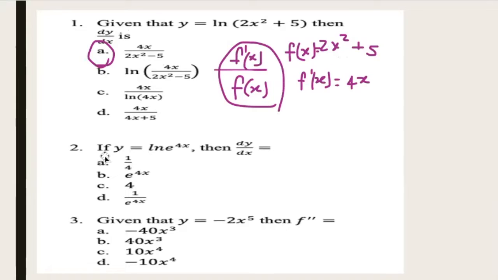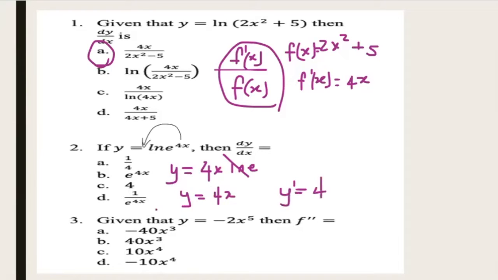The next question I have, if y equals ln e to the 4x, then dy over dx, this is telling us to differentiate. But first, the log rule states that we can carry the power in front. So I have y equals 4x ln e, and ln e is 1, so this disappears. So we have y equals 4x, and now we can differentiate. So y prime is equal to 4. So my answer is C.